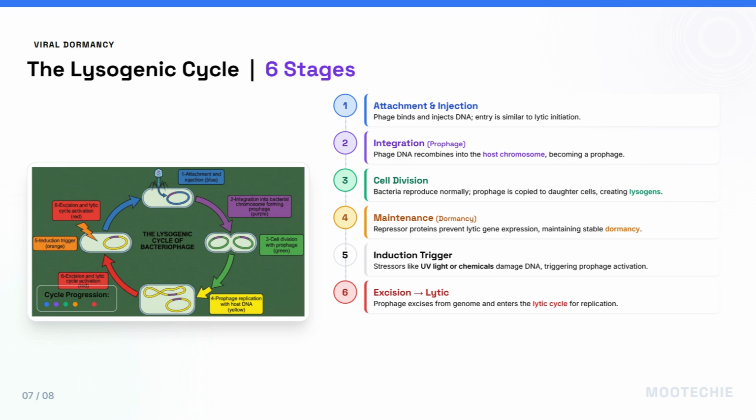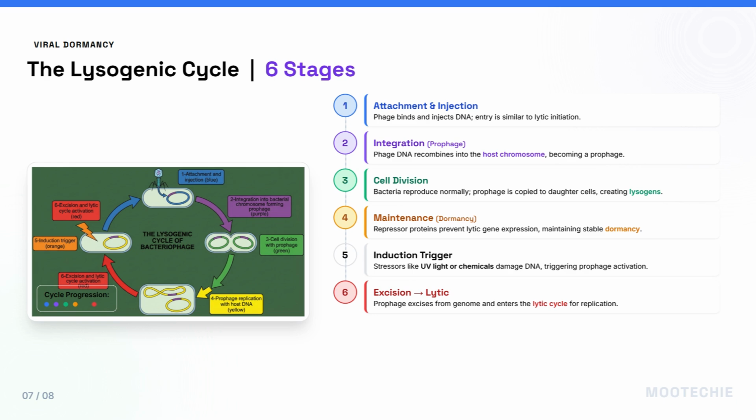Then, during normal cell division, the bacteria reproduces. The prophage DNA is passively copied along with the host DNA and passed on to all the daughter cells. This creates a population of lysogenic bacteria, or lysogens, and the prophage is maintained in a state of dormancy. This is managed by repressor proteins that prevent the expression of the lytic cycle genes, keeping the phage DNA silent. This can last for many generations.